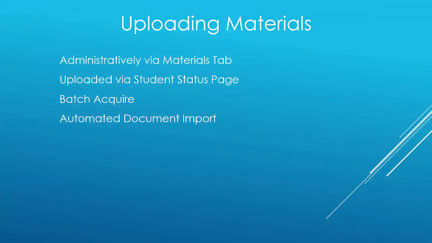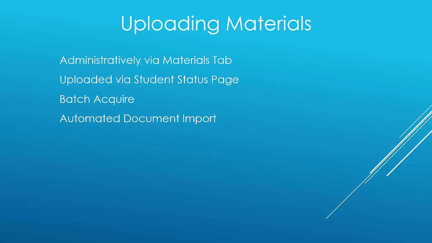Let's pause for a moment here to discuss briefly the several ways that a material could be uploaded to a student's record in Slate. One: in a one-off way, administratively through the Materials tab. This is what we just did. Two: in a one-off way, uploaded by the student through the status page or a material uploaded on a form. Three: in a batch method, using the Batch Acquire functionality, you can scan in dozens or hundreds of documents at once, and then assign them to student records once they have been uploaded. This is a great option for paper documents that are scanned, though you can also add a PDF file that contains documents for many students and assign them individually as well.